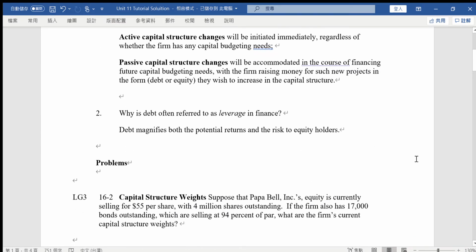Second question. Why is debt often referred to as leverage in finance? You will find that if a company is financed by debt, that will magnify both the potential return and the risk of the company, and that will affect the equity holders of the company. That's why this financial leverage will amplify the variation in both the earnings per share and the return on equity.